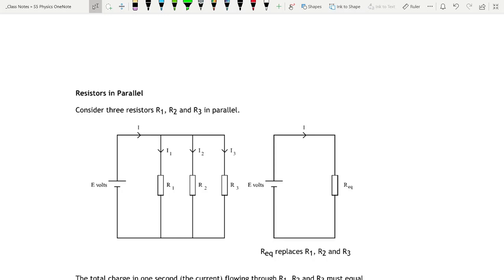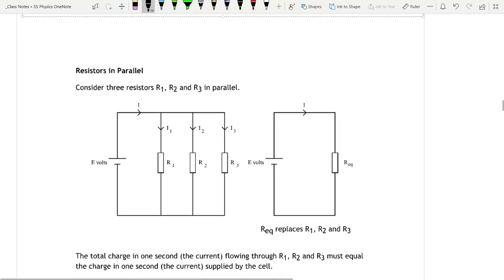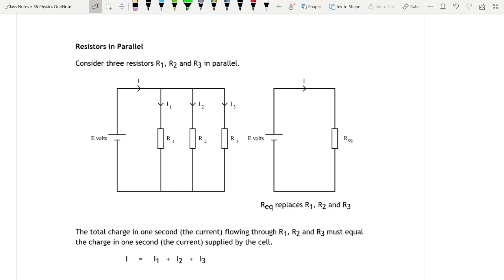Okay, the next one is resistors in parallel. So again, here's the proof of it. You don't need to know the proof, but it's just for interest. But you do need to know the rule. So consider 3 resistors, R1, R2, and R3 in parallel.